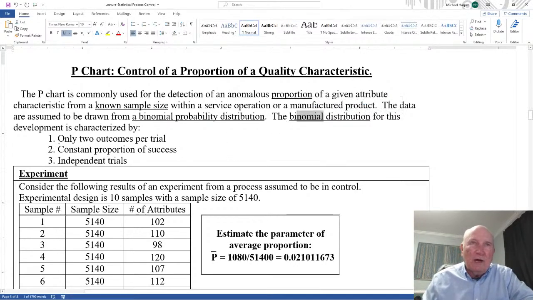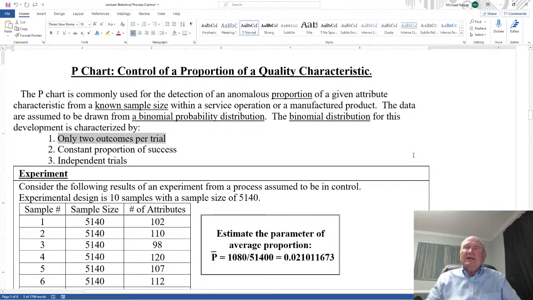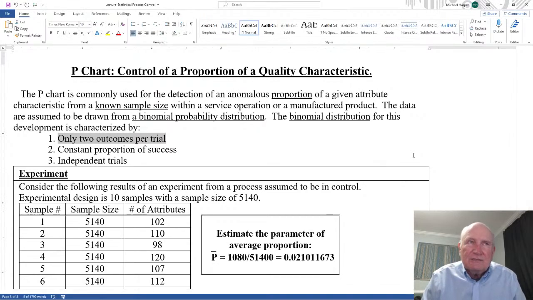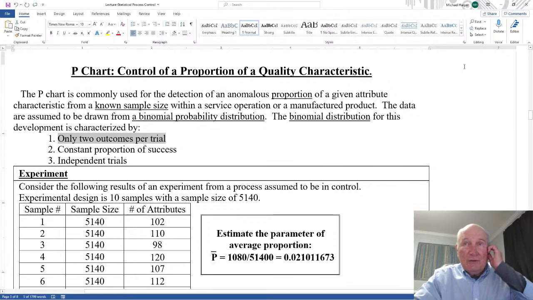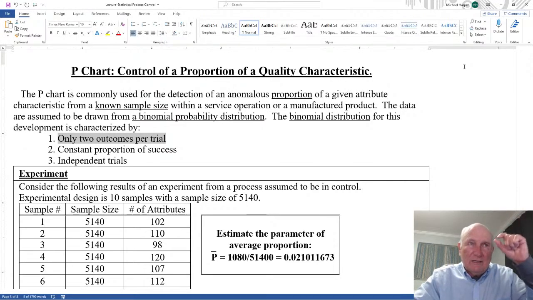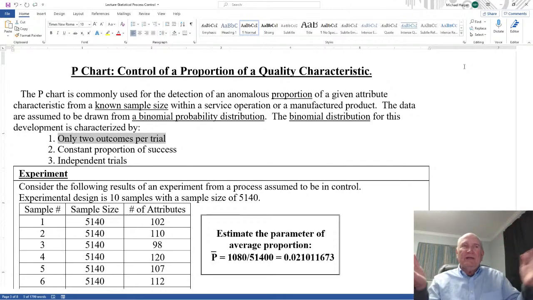Number 1, only 2 outcomes per trial. When is that used in reality? Does it meet standards or does it not? Does it leak or does it not leak? Is it broken or is it not broken? Is it good or is it bad? Is it acceptable or unacceptable? So the binomial distribution happens quite a bit. I don't care how bad it is. If it's not going to work, it's not going to work. It doesn't matter if it's an inch bad or a mile bad. It's bad. So it's either good or it's bad. Acceptable, unacceptable.